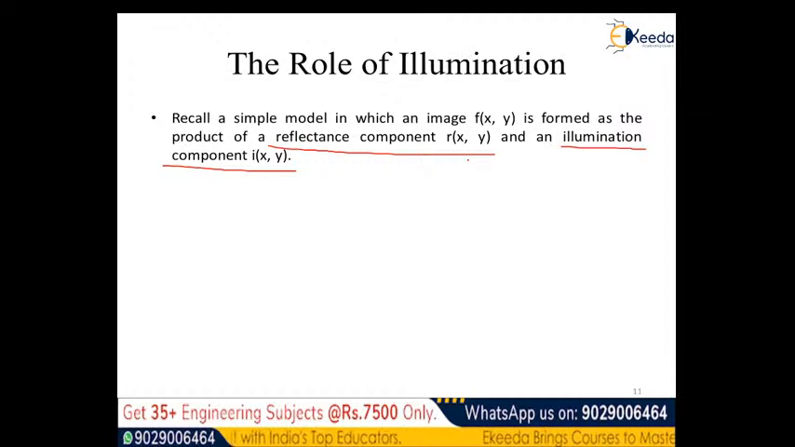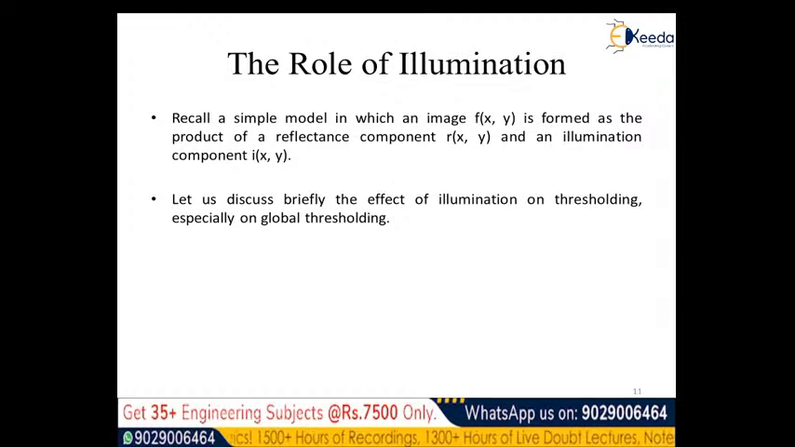So now let us initiate a discussion of the effect of illumination while we are performing the thresholding operation for image segmentation. As we have just seen, the thresholding can be global thresholding, it can be local thresholding, it can be dynamic, also called adaptive thresholding. So first of all, consider the global type of thresholding, the simplest one.